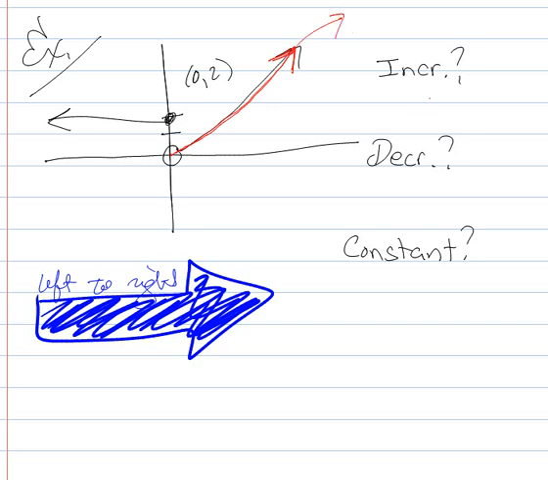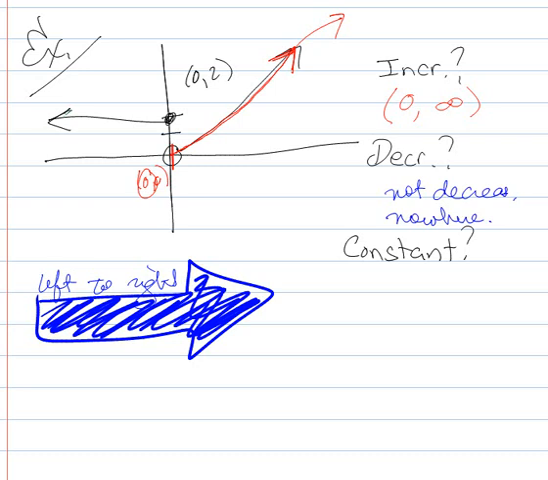So we're increasing from x equals 0. Remember, this is 0, 0. So we're increasing from 0 all the way out to infinity. Now the next thing is, where are we decreasing? Actually here we're not decreasing at all. So you might say nowhere. And the last question is, where are we constant?